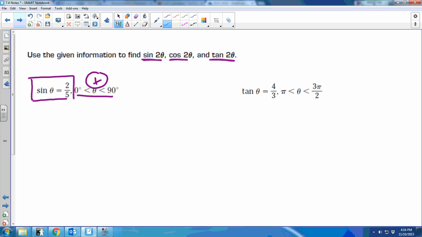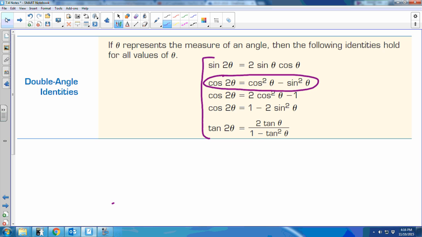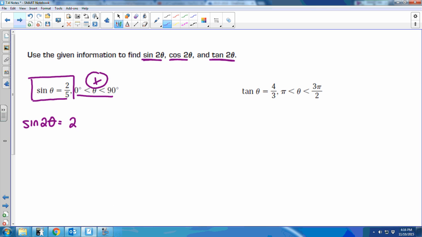So sine theta equals 2/5. So if I'm going to do sine 2 theta, I just need that identity, and it says 2 sine theta cosine theta. Well, if I'm going to fill this in, then I only have 2 times 2/5. I still need cosine theta. Now, you've done this enough that hopefully this is not shocking to you. But if you have sine, how are you going to find cosine?